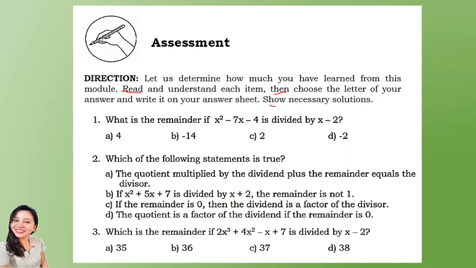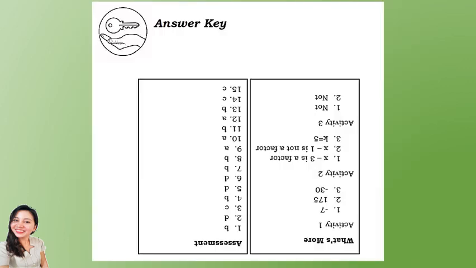Then, after you answer all the activities, what I have learned, and the assessment, you can check the answer key. If you got something wrong, try solving again so you learn. But please show your solution. Not just A, B, C, D, A, B, C, D. I need your solution, please. The solution is also required.